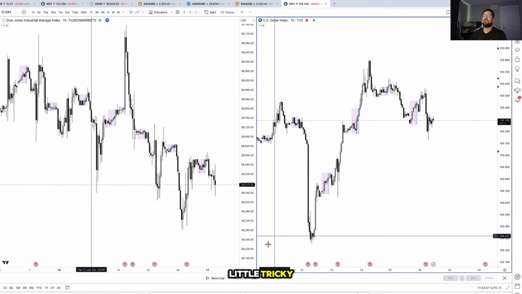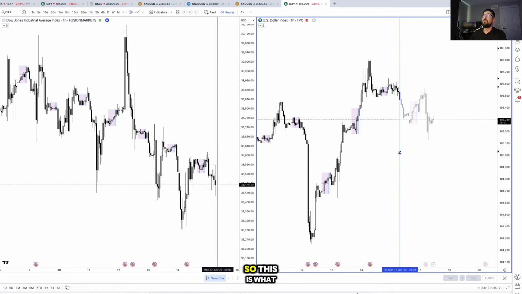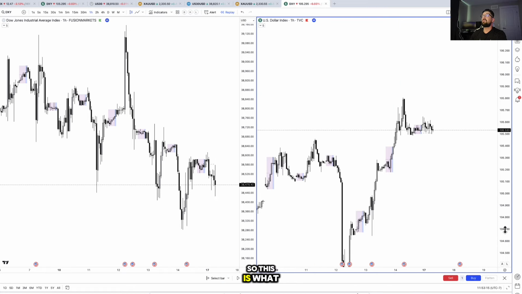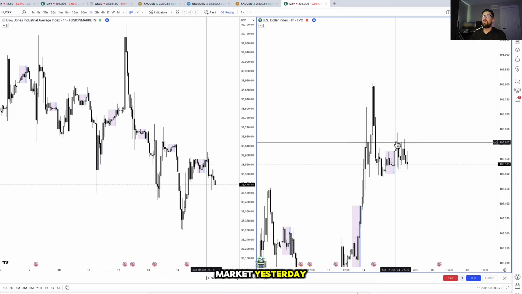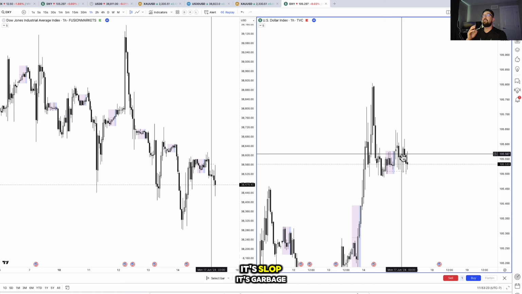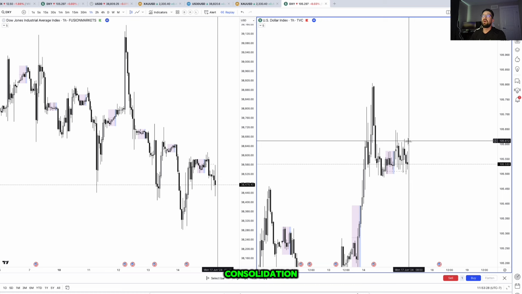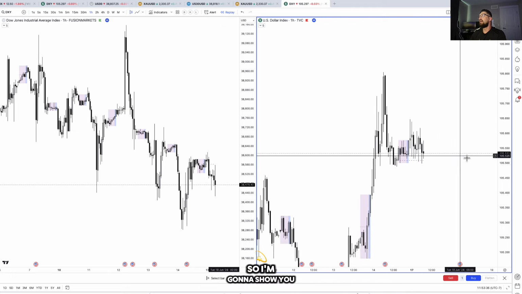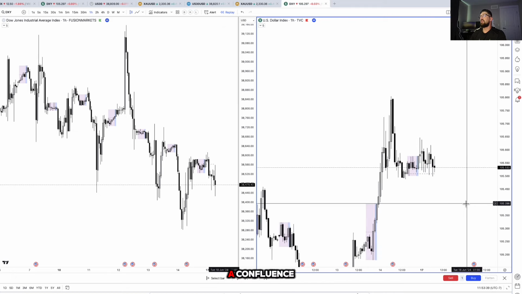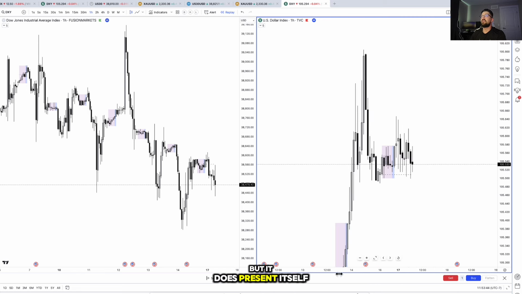Now this one's a little tricky. This one's actually quite a bit trickier. So this is what I had in the market yesterday when I looked at DXY. Now, a lot of people will look at that and they'll say it's slop, it's garbage, it doesn't provide any details, and it's consolidation. Now, while you're right, there are finer details. So I'm going to show you guys something. This is actually a confluence I use when it does present itself. It doesn't happen often, but it does present itself.